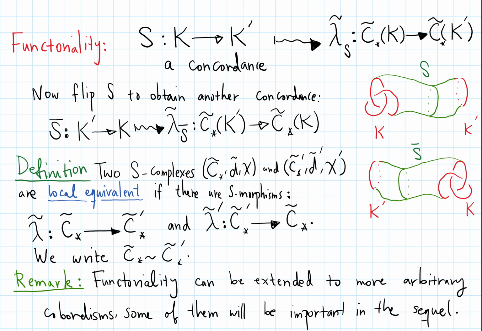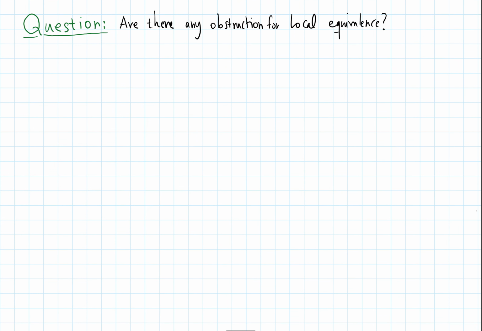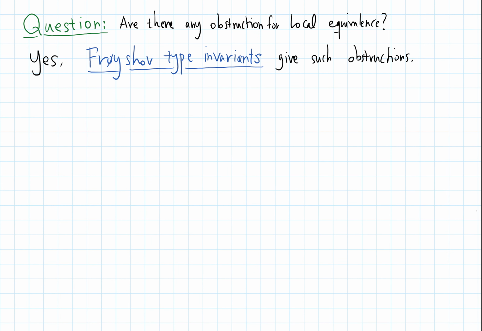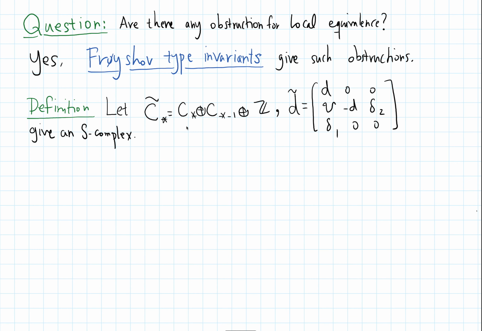It is natural to ask whether this notion of local equivalence is non-trivial. Are there any general obstructions for local equivalence? It turns out the answer to this question is yes. There are some Frøyshov type invariants which give us such obstructions. I like to define a Frøyshov type invariant as an integer associated to an S complex where we fix a splitting like this for our S complex, and the differential with respect to the splitting is given as here.